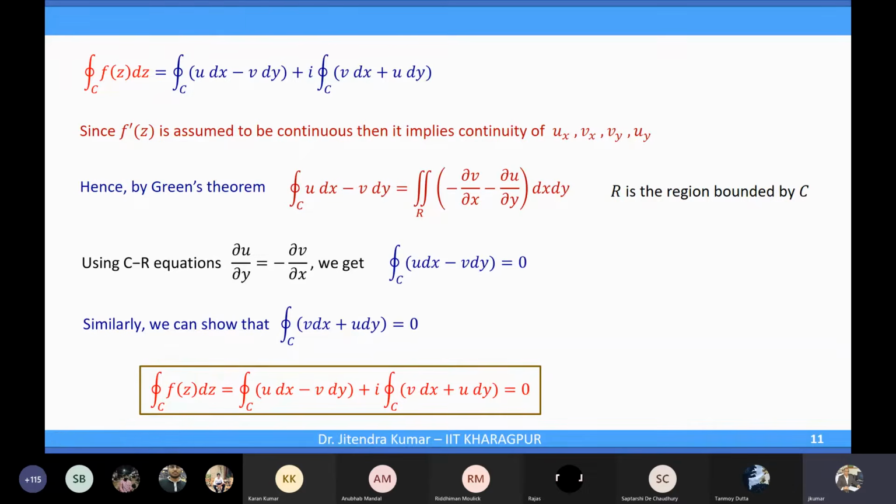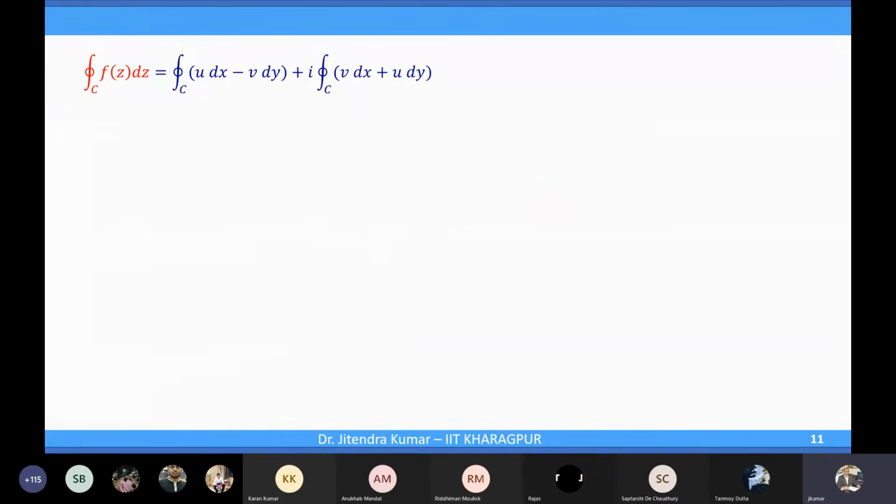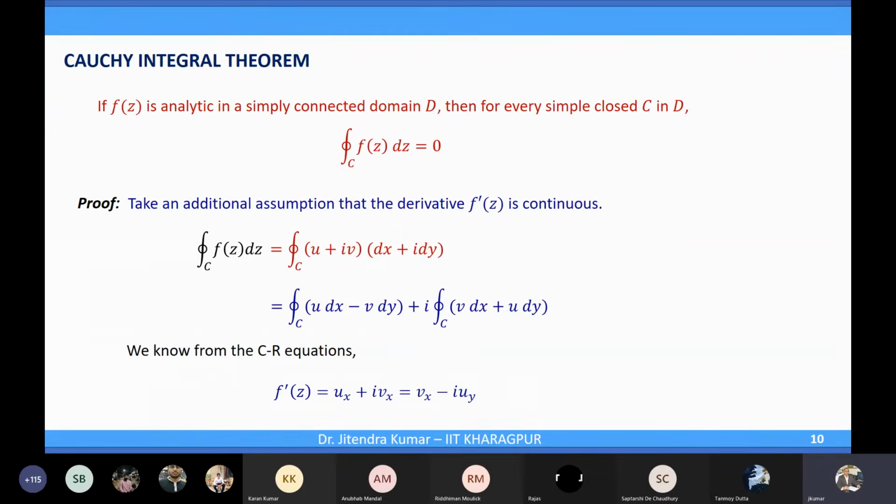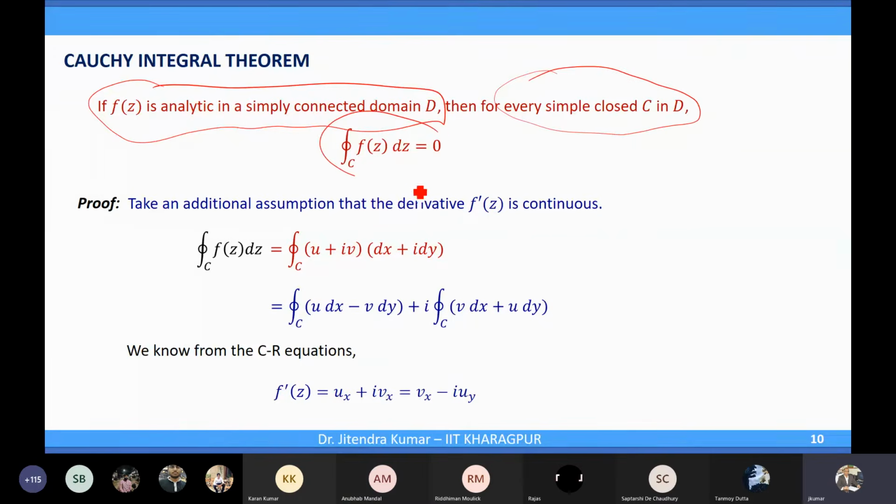So is that clear? The Cauchy integral theorem is clear? Yes. All assumptions of it are clear. It's analytic only, analytic in a simply connected domain, and then for every simple closed curve you take, this integral is going to be 0, right? This is the Cauchy integral theorem.